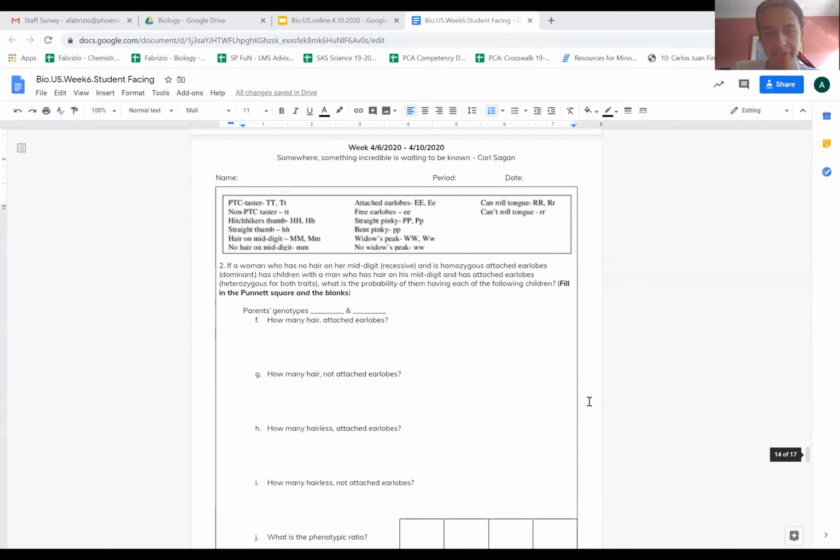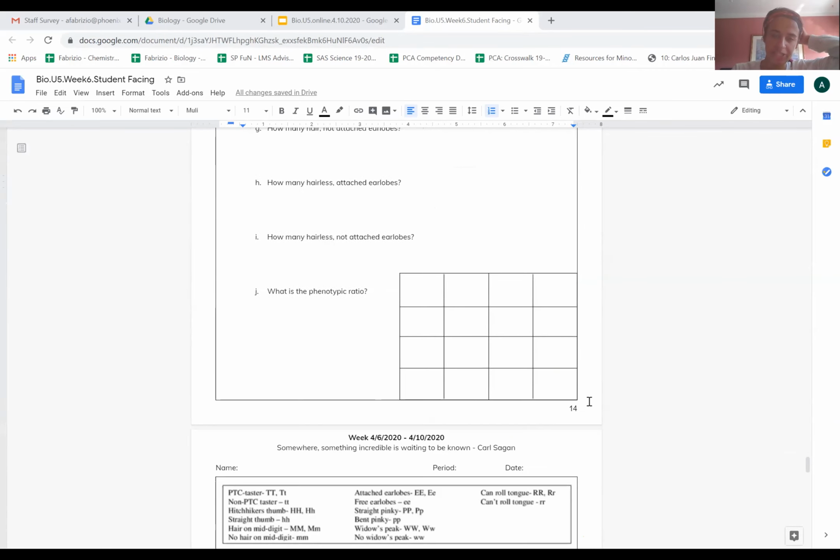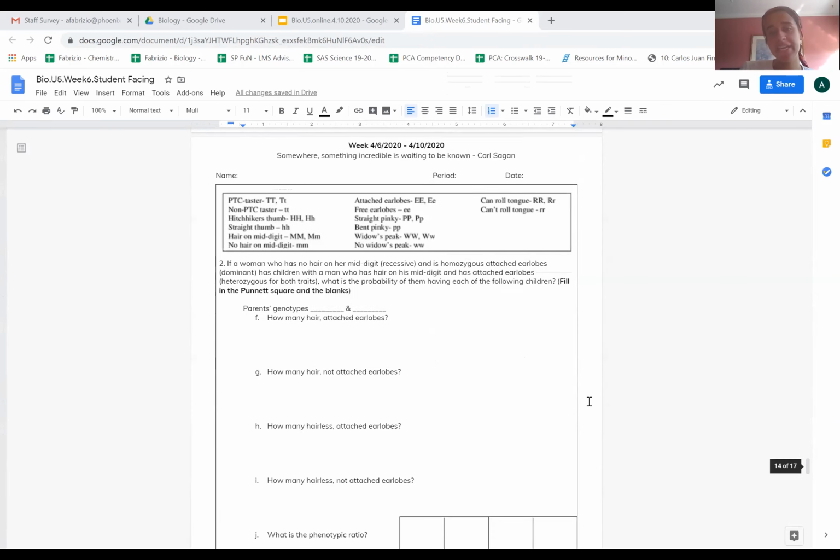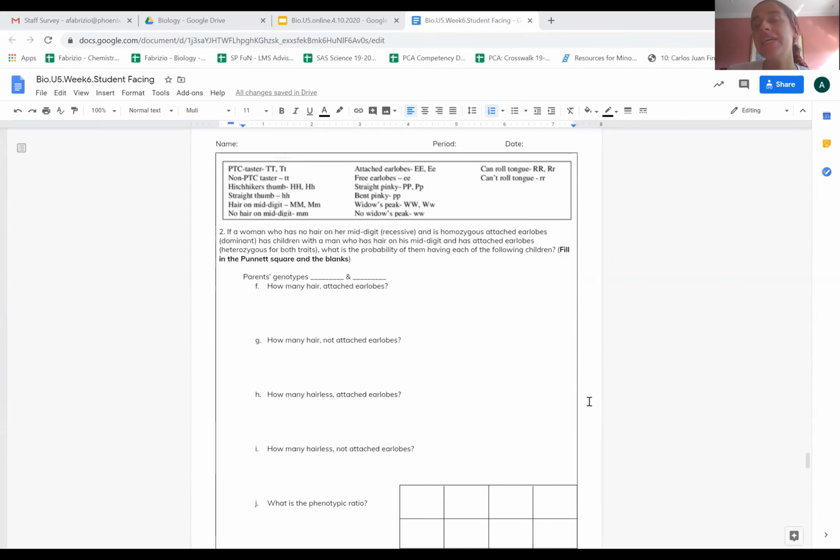So you can do the rest on your own. Complete pages 14 to 17, and pause me now to do that. I'll have the answers up later today, probably around 5 o'clock. And you're all set. So complete that now.